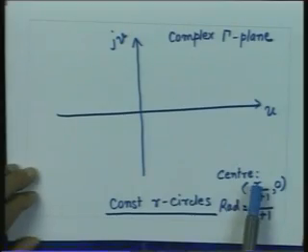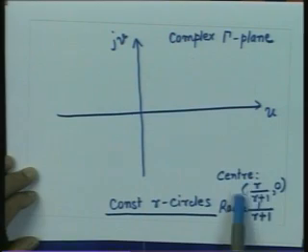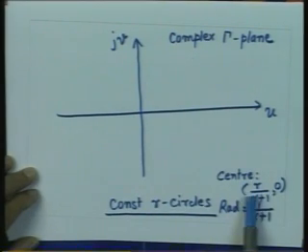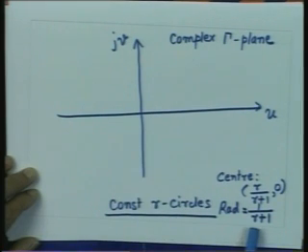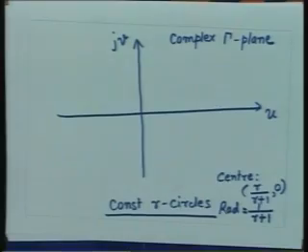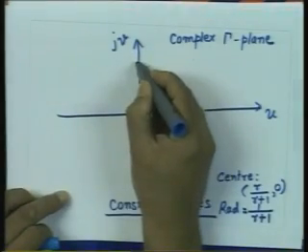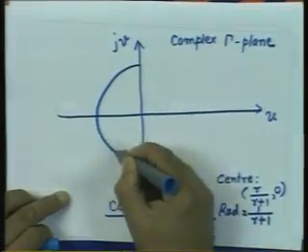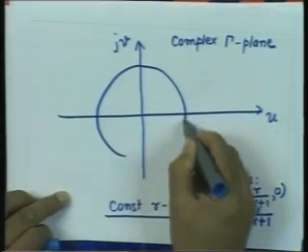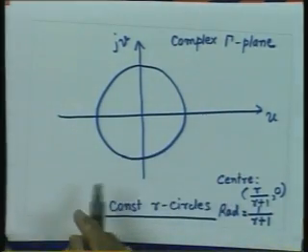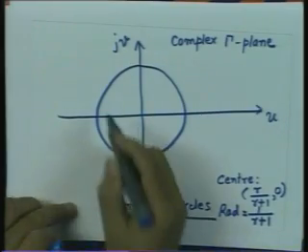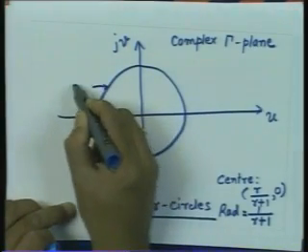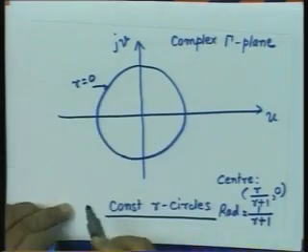So, if I take r equal to 0, the center, this quantity becomes 0. So, I get a center which is 0 0, which is the origin of the complex gamma plane, and for r equal to 0, the radius of the circle is equal to 1. So, the unity circle in the complex gamma plane itself represents a constant resistance circle corresponding to r equal to 0. So, this circle corresponds to r equal to 0.